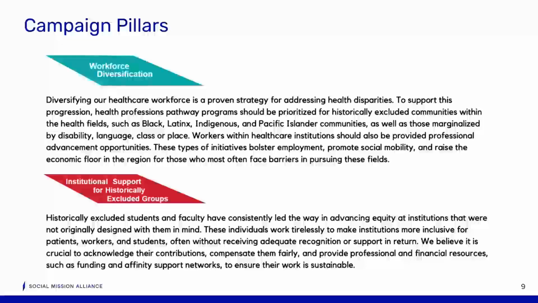The next pillar is institutional support for historically excluded groups. Historically excluded students and faculty have consistently led the way in advancing equity at institutions that were not originally designed with them in mind. These individuals work tirelessly to make institutions more inclusive for patients, workers, and students, often without receiving adequate recognition or support in return. We believe it is crucial to acknowledge their contributions, compensate them fairly, and provide professional and financial resources, such as funding and affinity support networks, to ensure their work is sustainable.